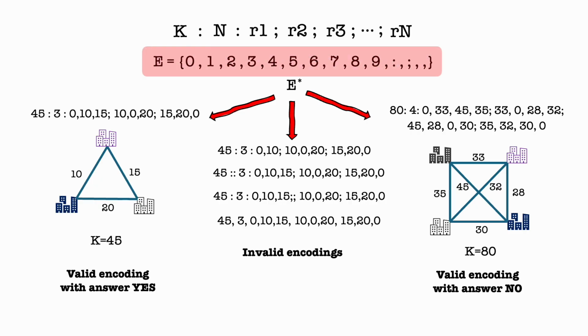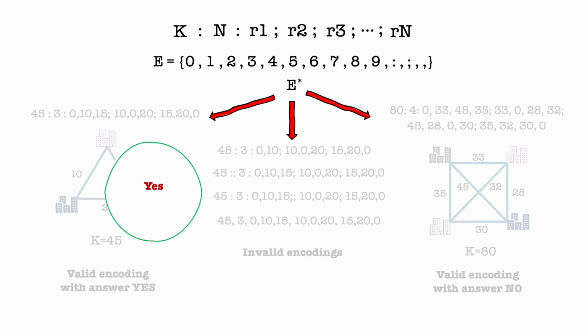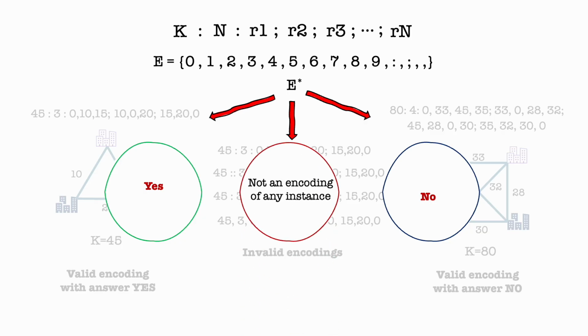Here, we want to show that if we select some symbols to encode an instance of a decision problem where the answer is yes or no, the strings generated using the selected symbols can be categorized into three classes: a set of strings representing yes instances, a set of strings representing no instances, and the remaining strings which are invalid because they do not represent any instance of the problem.